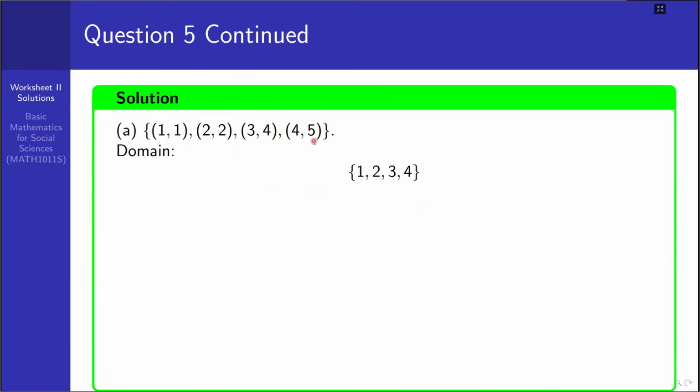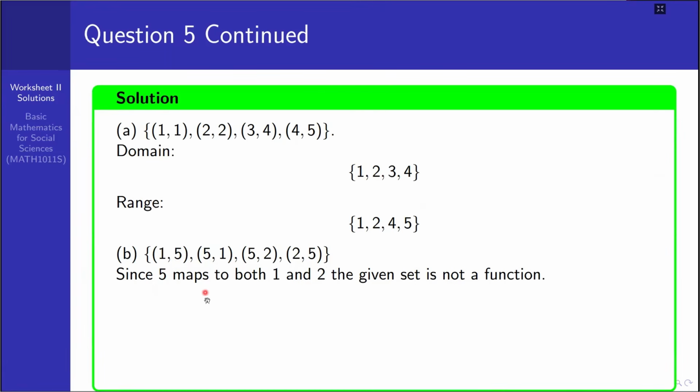The domain of this one is 1, 2, 3 and 4 and its range would be 1, 2, 4, 5. Similarly, the second one: this is not a function, since 5 maps to both 1 and 2, (5,1) and (5,2), that means the given set is not a function.